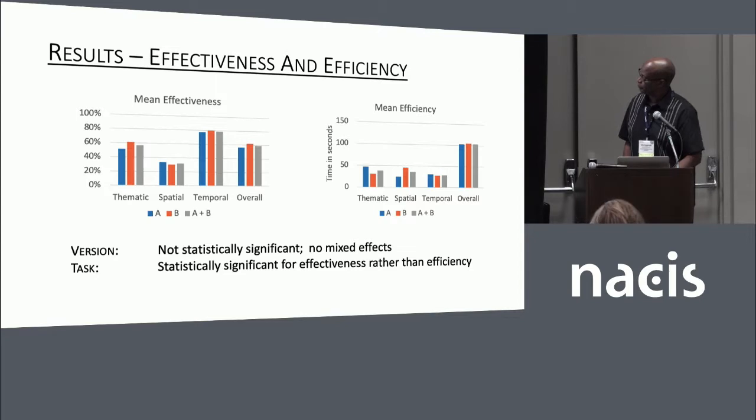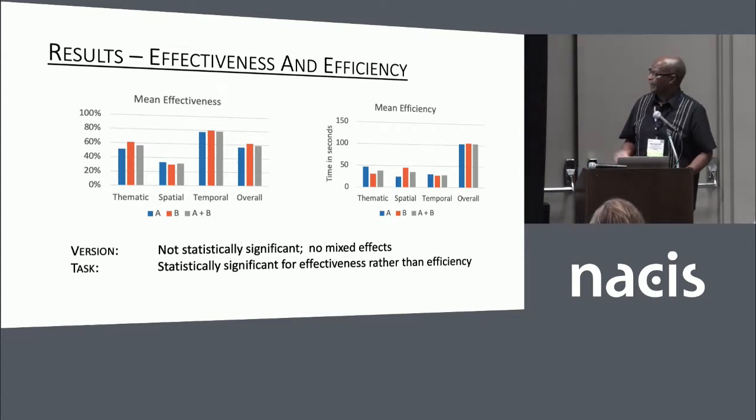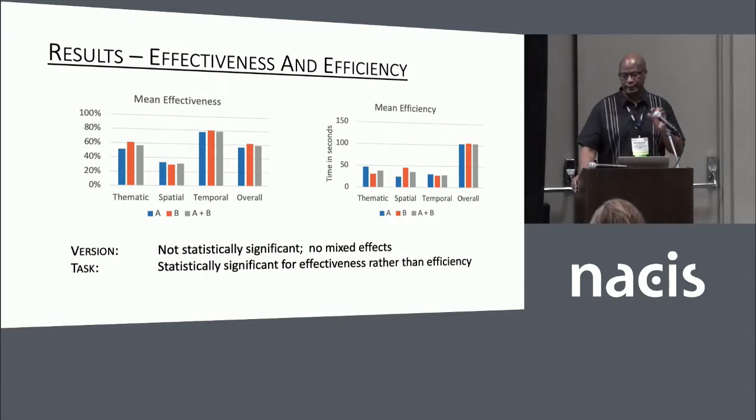I don't know if that points out clearly for you, but spatial scores for effectiveness were rather low, and for temporal tasks, it was much, much better. And in terms of efficiency, you notice that temporal could be executed in a much shorter time.